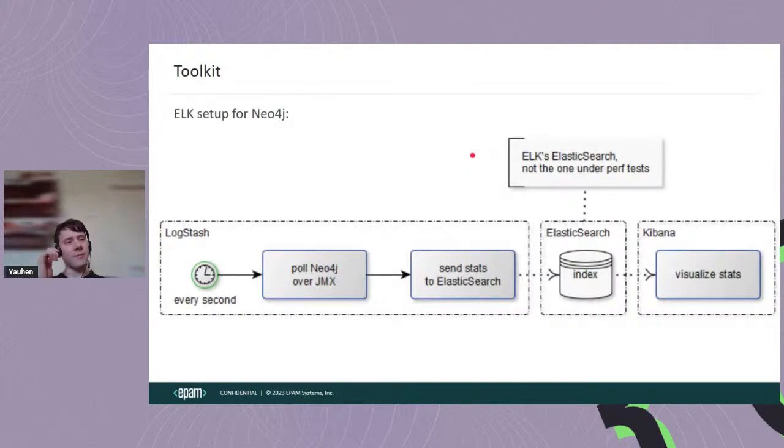And the second setup for Neo4j looks like this. It's a lot simpler, so I have to use just Logstash, which uses a JMX plugin to collect statistics from Neo4j directly because Neo4j runs in a Java virtual machine. And the data goes directly to Elasticsearch without any additional transformations.